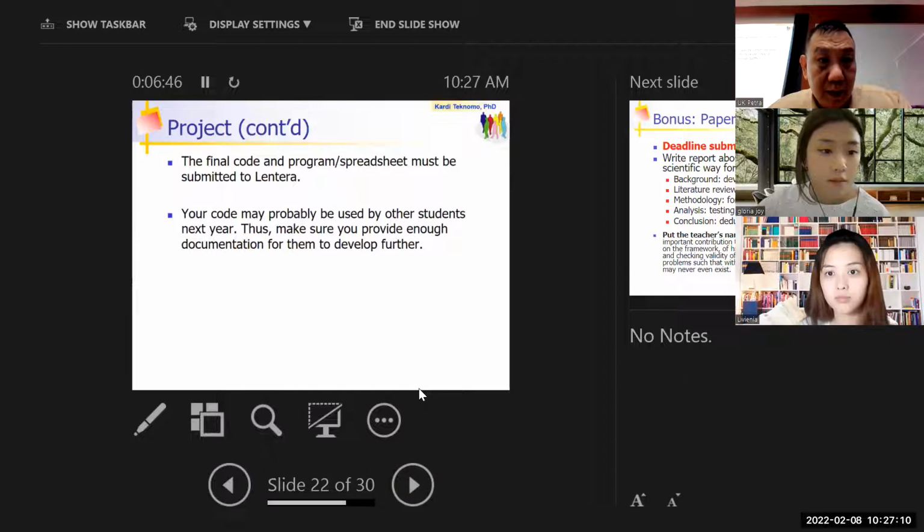Next one. Okay, so the final code and program specification must be submitted to Lentera, and they may also be used for the students next year. Right.